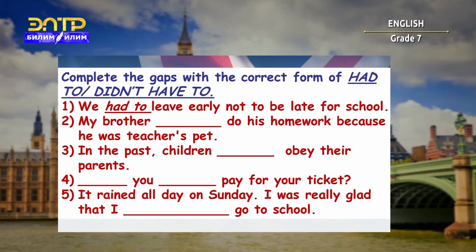Time is up. Let's compare and check your answers all together. My brother had to do his homework because he was teacher's pet. In the past, children had to obey their parents. The next one, did you have to pay for your ticket? And the next sentence, it rained all day on Sunday. I was really glad that I didn't have to go to school.